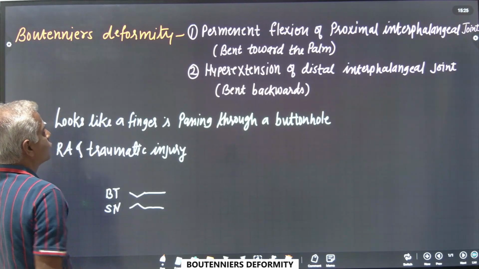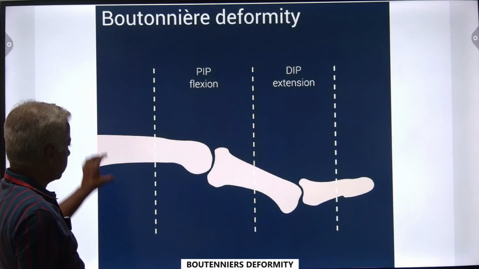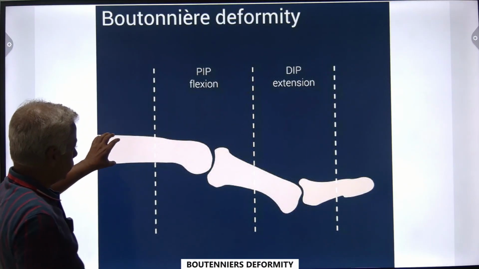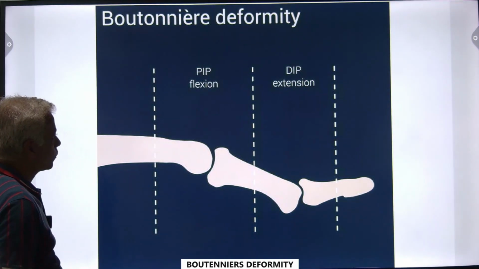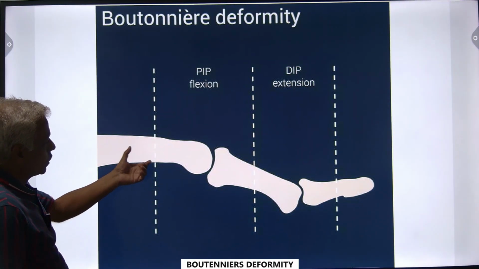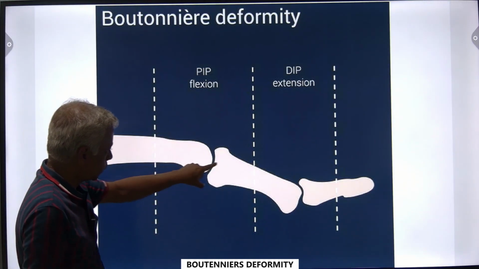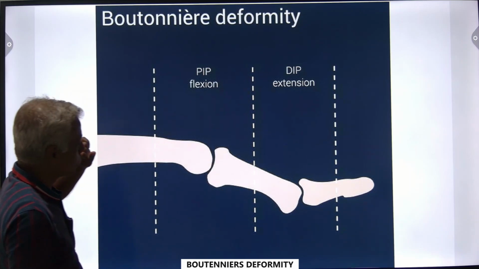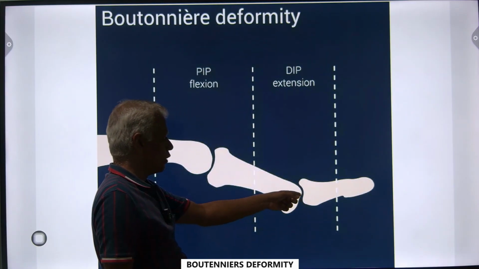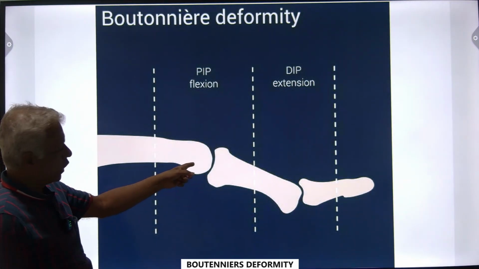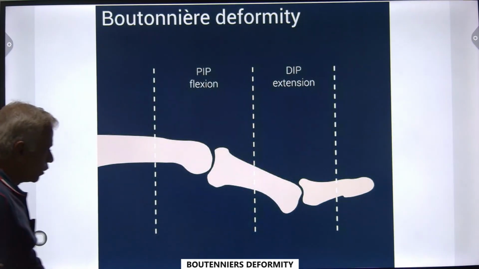So we will see a few images of Boutonniere's deformities. See here, we have a first phalanx, here we have a second phalanx, and here we have a third phalanx. As per the definition, there is a flexion at the proximal interphalangeal joint. You can see the flexion here at the proximal interphalangeal joint, and there is a hyperextension at the distal interphalangeal joint.